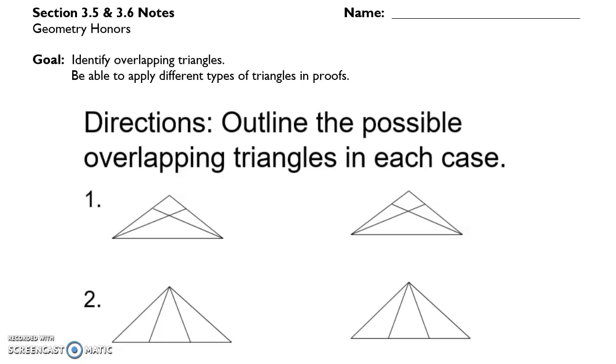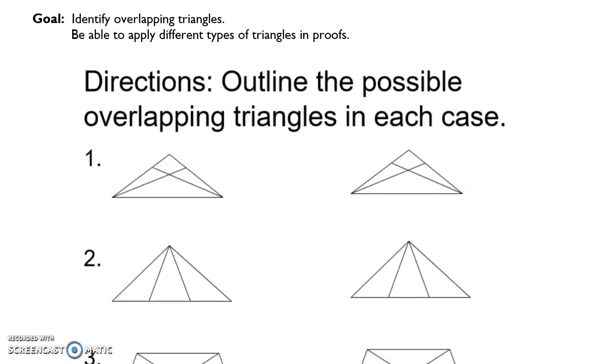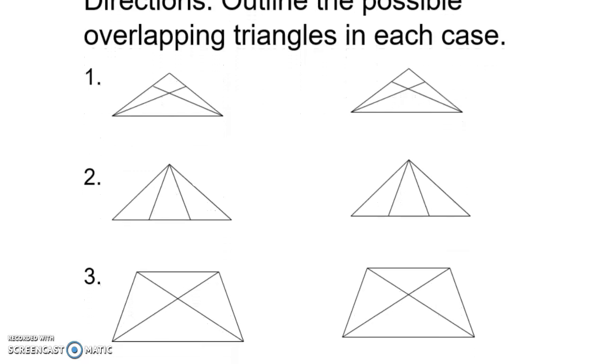The key ideas are overlapping triangles, and then we're also going to start talking about the different types of triangles and specifically how we use them in proofs. We've seen overlapping triangles already, but we haven't had to really make major decisions.